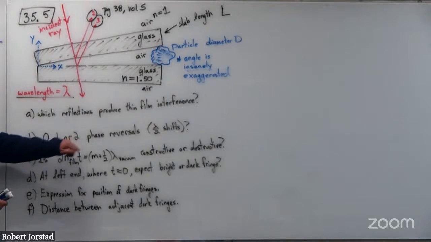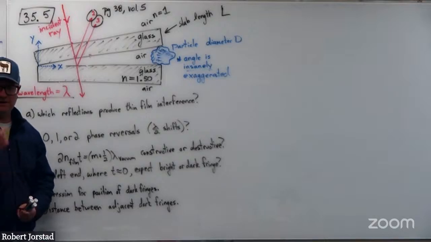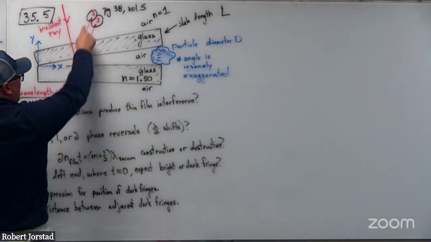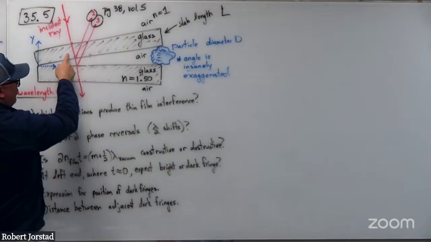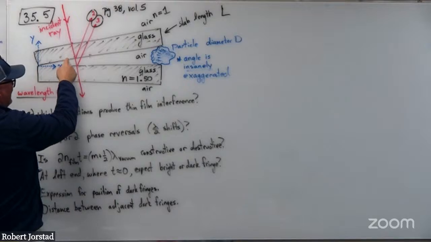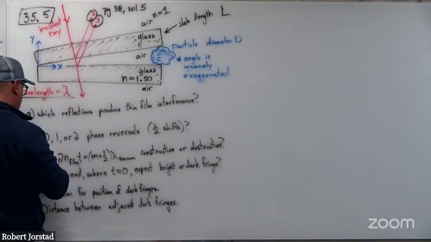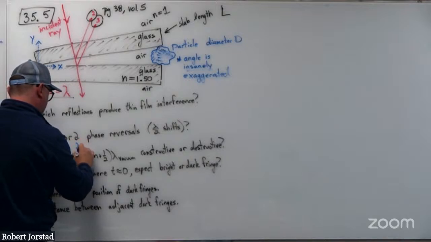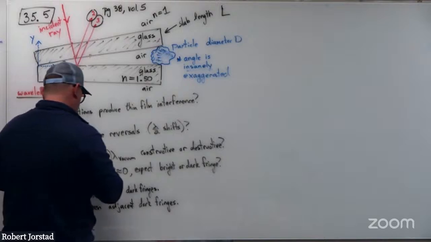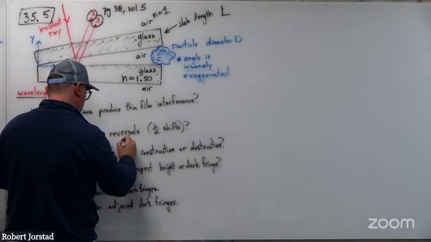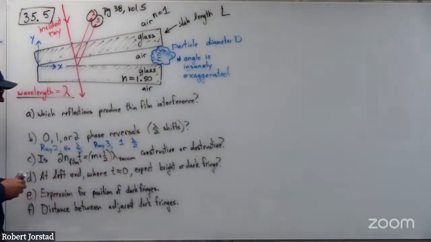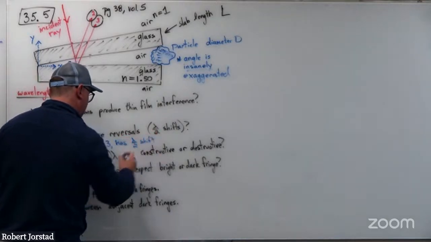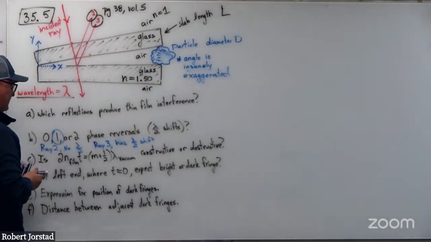Are there 0, 1, or 2 phase reversals, or lambda over 2 shifts? Pause the video if you want to try it yourself. 3, 2, 1. Let's see. Ray 2 is going to experience no lambda over 2, because we're going from n equals 1.5 into n equals 1. When you go from high to low, no phase reversal. So ray 2 has no lambda over 2. Ray 3 has one lambda over 2. So we see it has 1 phase reversal.